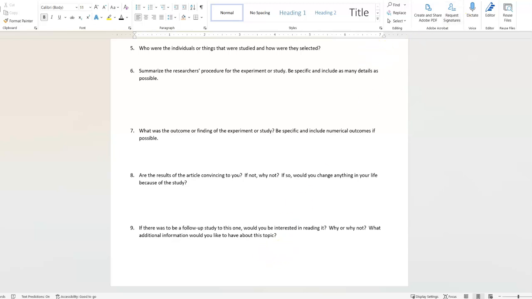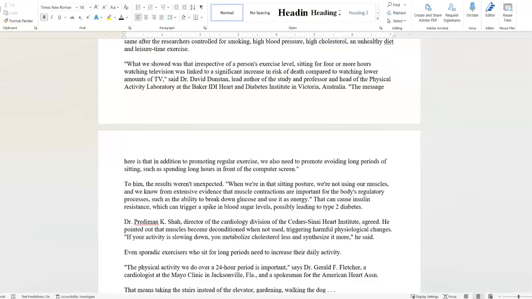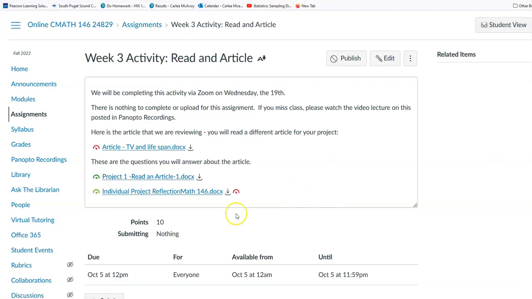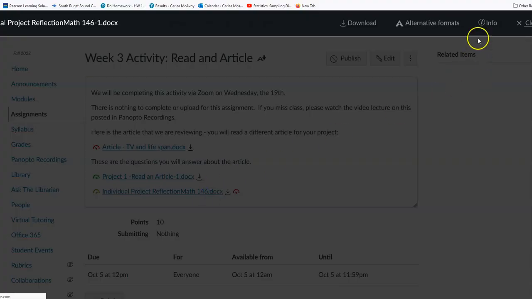And then I want to talk about, when you look at this on here, you also see the individual project reflection. I have that as a docx. I should post that as a PDF as well.